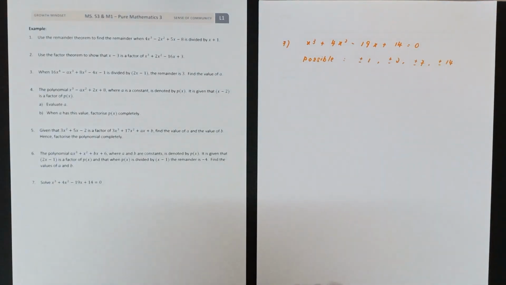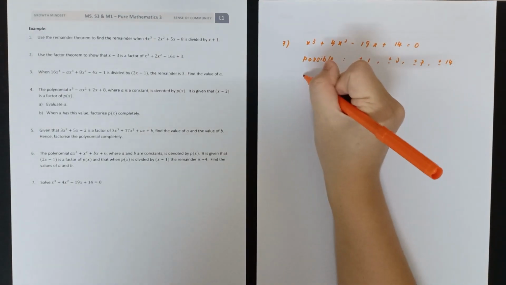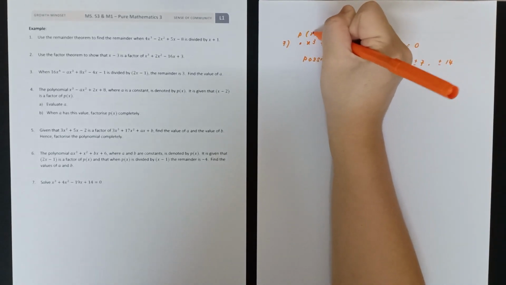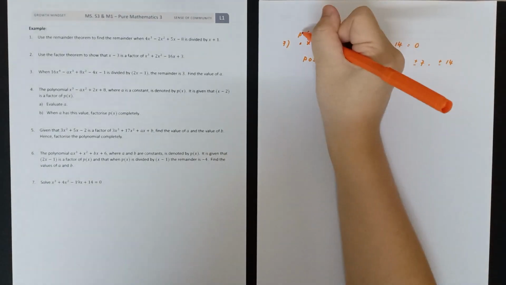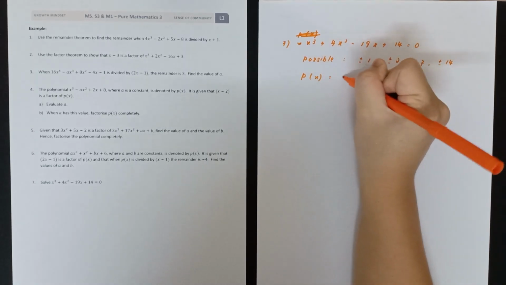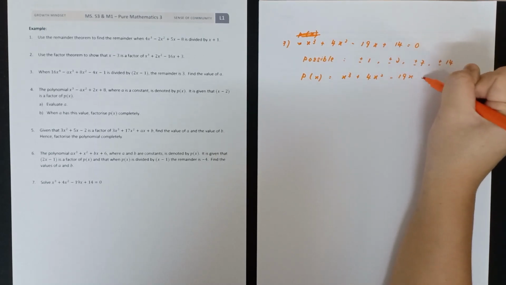So since you do not have any one of the factors, what do you need to do? You need to check one by one. Substitute one by one and check whether the remainder is 0 or not, so that you know your first factor. After that, it will be much easier. So let us start with the first one. Maybe let's try P of negative 1. Okay, sorry, P of x. This is my equation: P of x equals x cubed plus 4x squared minus 19x plus 14.